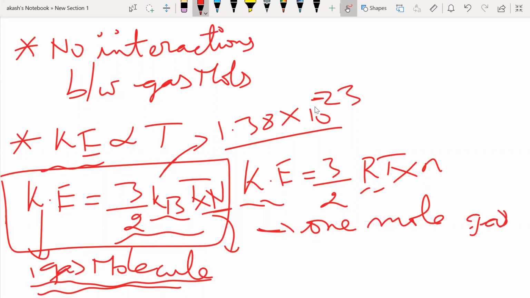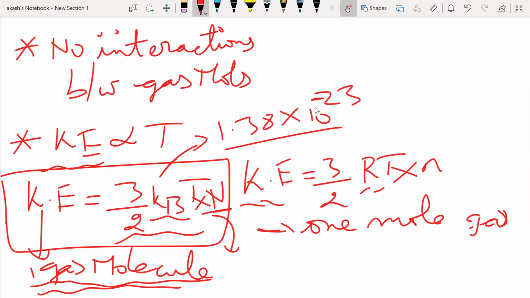And hope you remember how moles and molecules are connected. One mole of a gas contains how many gaseous molecules, people? 6.023 into 10 to the power 23. I do know it. Okay, so it's Avogadro number of gaseous molecules, 6.023 into 10 to the power 23.